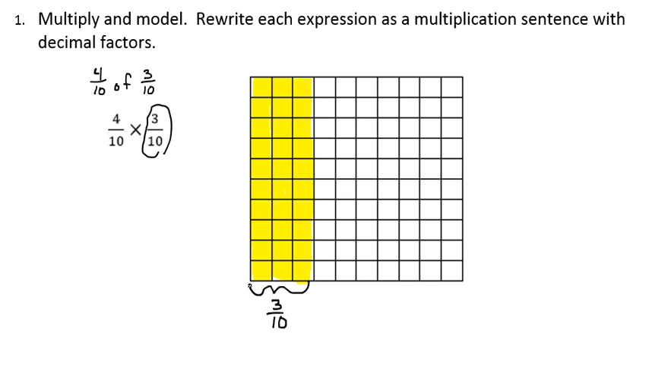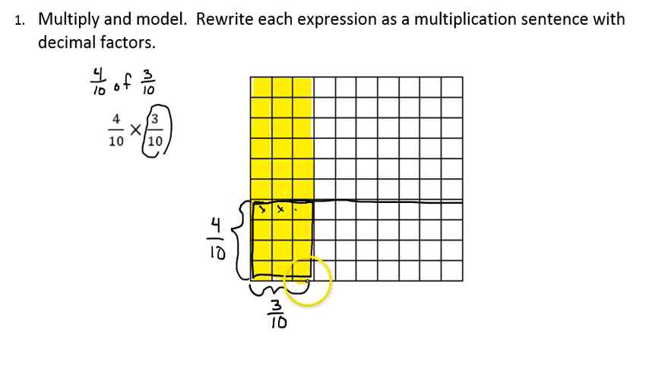Now I need to take 4/10 of those 3 columns. Well, on the 100 grid, each row also represents a tenth. So I'm going to start at the bottom and I'm going to represent these 4 rows as 4/10. So here's 4/10 of the entire grid. The answer to my question is the section where the 4/10 and the 3/10 overlap. And you can see that there are 12 pieces in that section.